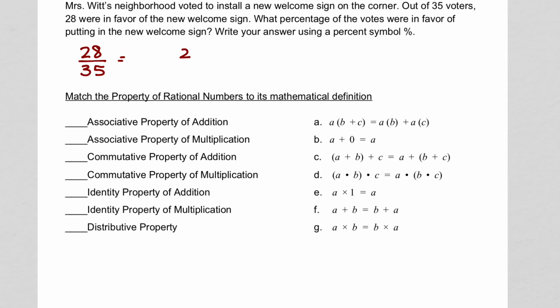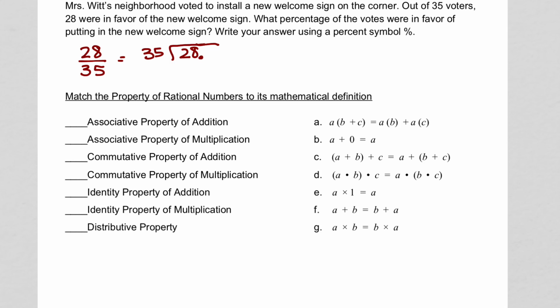28 out of 35. I'm going to use my long division because that's my go-to. I prefer long division. If you feel like it would be easier for you to figure out what you could scale it to make that 100 on the bottom, go ahead and do that, but I don't like to do that, so I'm not going to.